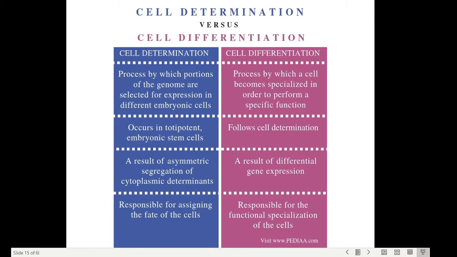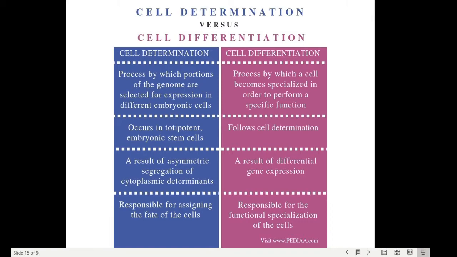In determination, the result is the asymmetric segregation of cytoplasmic determinants. But differentiation is gene expression. After the comparison, it assigns the fate of the cell: this cell will do this, this cell will do this. They are assigning. But differentiation is the functional specialization.